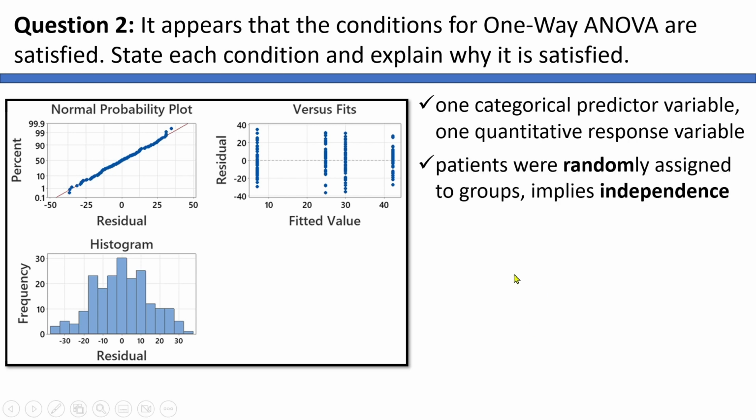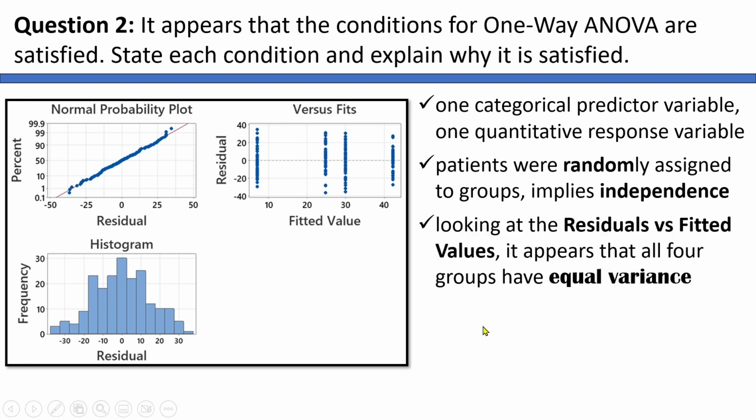We also need to note that the patients are randomly assigned to groups. That implies independence. So our independence assumption is satisfied. Now what we need these graphs for is to confirm the remaining two conditions that are required. First, we need to look at the residual versus fitted values to see whether it appears that each group has the same variance, or to put it more simply, the same spread. And that's pretty clear. You can see we have these four groups, and the spread in the vertical direction is very much the same for all four groups. So the equal variance assumption for the residuals is satisfied.